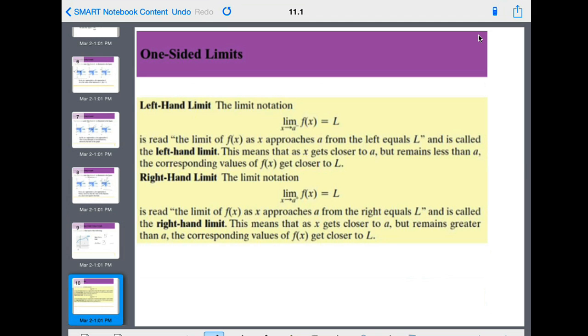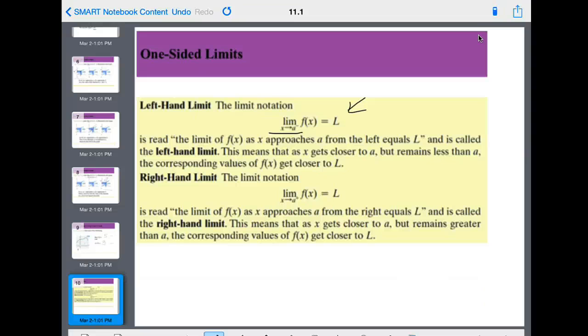Now we're going to talk about left hand and right hand limits. A left hand limit, you'll notice a little small writing here. The left hand limit, the limit as x approaches a from the negative side, is equal to L. It is read the limit of f of x as x approaches a from the left equals L, and is so called the left hand limit. This means that as x gets closer to a but remains less than a, the corresponding values of f of x get closer to L.